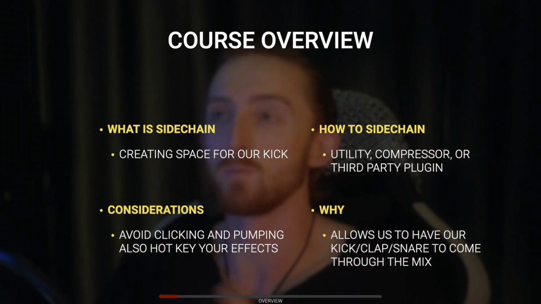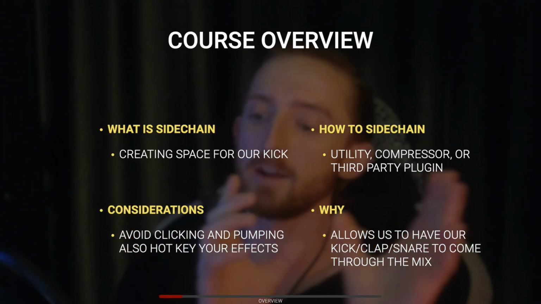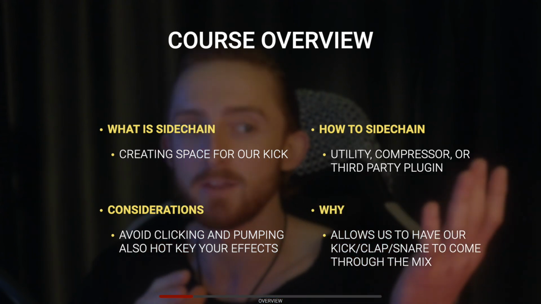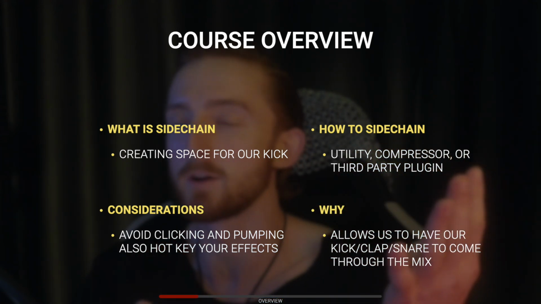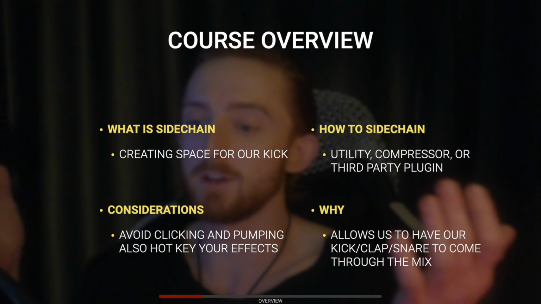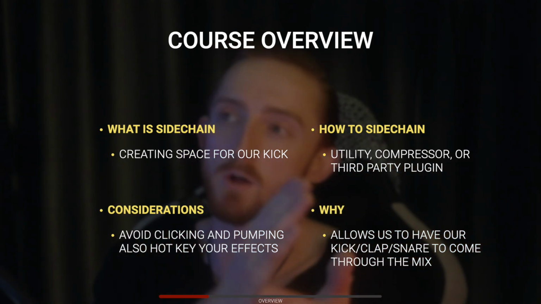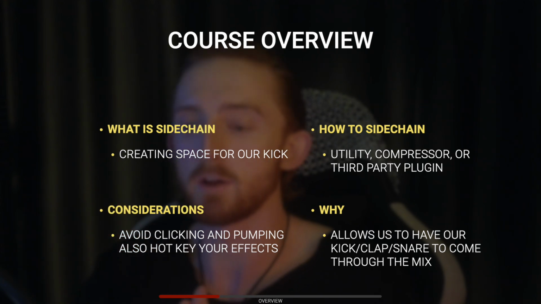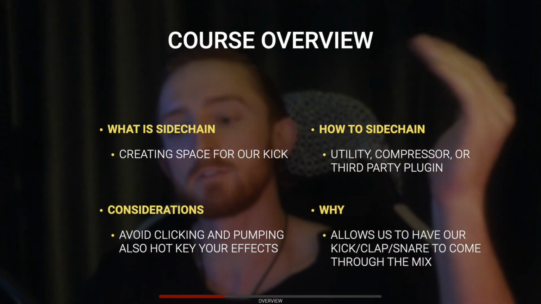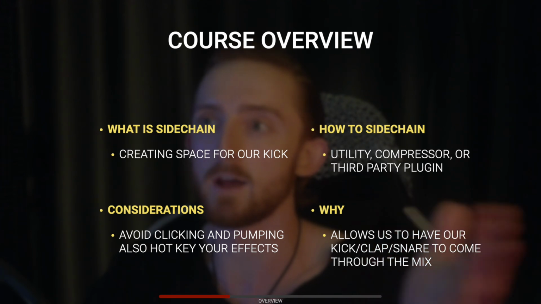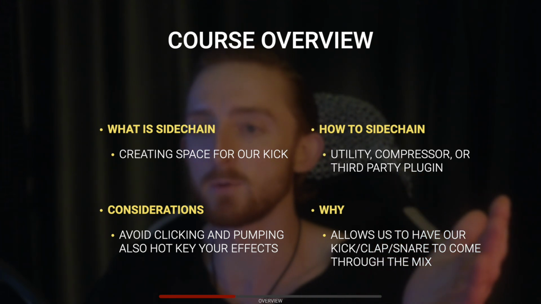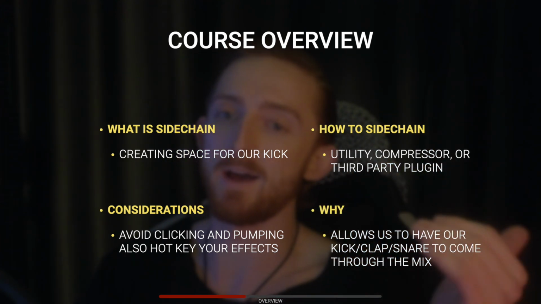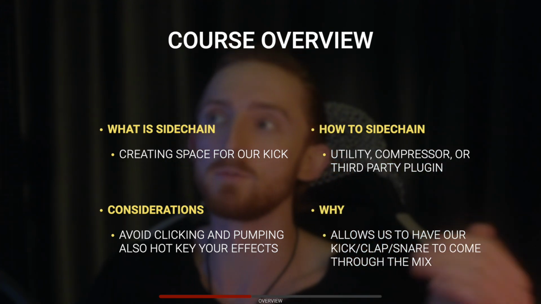Today we went over what sidechaining is, and it's just creating space for that kick, snare, and clap to come through the mix, utilizing either the utility, compressor, or a third-party plugin. Then I showed you how to sidechain with the utility. You're just drawing in an automation on that gain knob and then putting it for every kick. With the compressor, you just have to make sure that the kick signal is passing that threshold line and then fine-tune with attack and release. Make sure that your ratio is all the way up to infinity, and then you're just moving the gain knob to determine how much gain you want removed from your sidechain group.